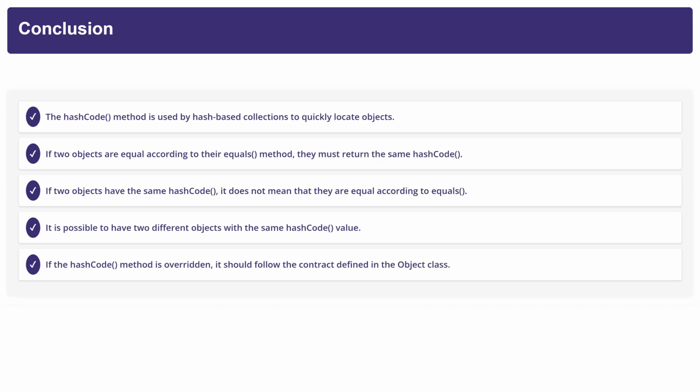The HashCode method is important for hash-based collections as it helps to quickly locate objects. If two objects are equal, their HashCode values must be the same. However, having the same HashCode does not guarantee equality according to equals. It is possible to have different objects with the same HashCode value. If overriding HashCode, it should follow the contract defined in the Object class.